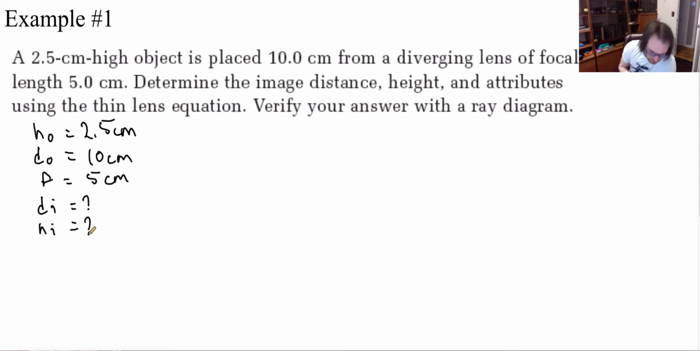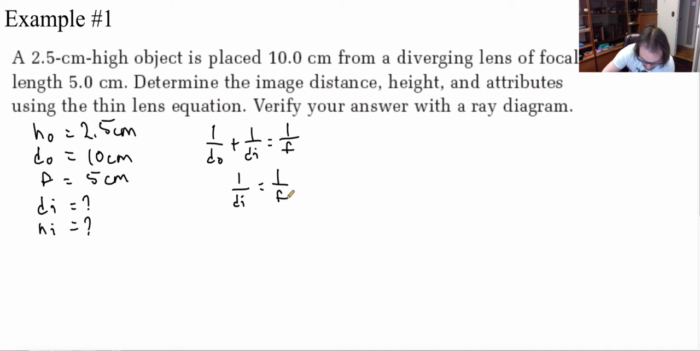So let's start off here trying to find the distance of the image. I know the reciprocal of my distance of object plus the reciprocal of the distance of the image is equal to the reciprocal of my focal distance. Now we're trying to find distance of image, so I'm going to have to rearrange this. I get 1 over distance of image is equal to 1 over my focal length minus 1 over the distance of my object.